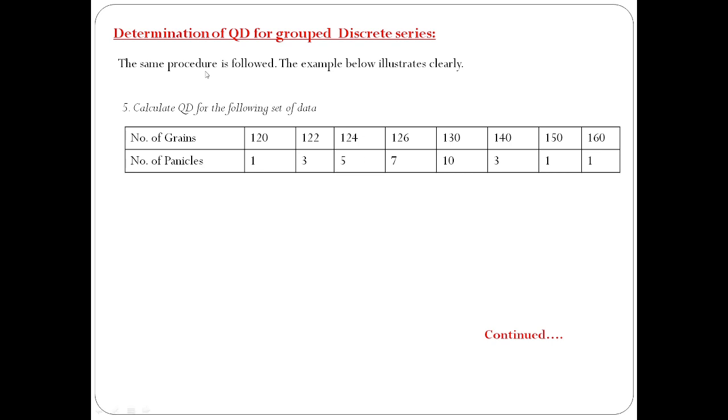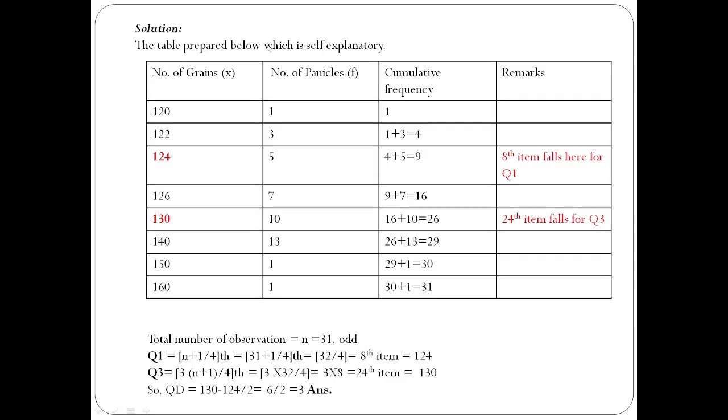Similarly, the quartile deviation is also calculated from grouped data when the data is represented in terms of x and frequency. So here is the data. How to calculate that? We need to prepare a table at first. Here the number of grains is represented as x, and the number of panicles, which is the frequency, is represented as f. We need to find out the cumulative frequency.